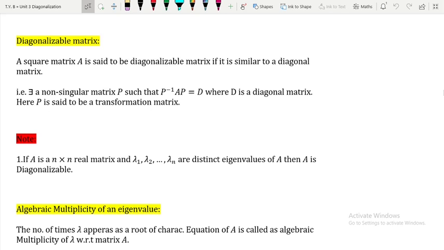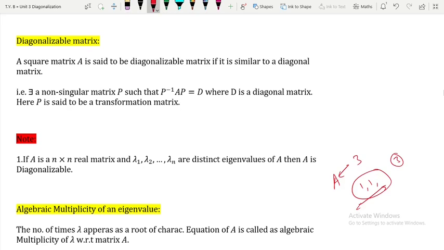I mean, suppose the order of your matrix is 3 and the eigenvalues are 1, 1 and 1. So there is only one distinct eigenvalue, I mean the eigenvalue is repeated. This one eigenvalue is repeated how many times? 3 times. Therefore the algebraic multiplicity of this eigenvalue is 3. The algebraic multiplicity of the eigenvalue 1 is 3.